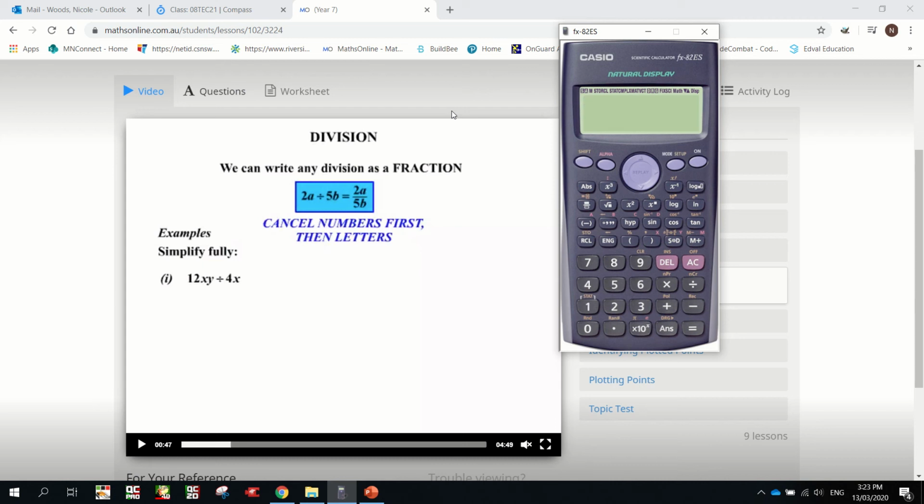Hi Electra, I got your email about needing some help with a division in algebra. So this is what you would have had a look at today in class, the start of it, and you should have copied that down in your book.